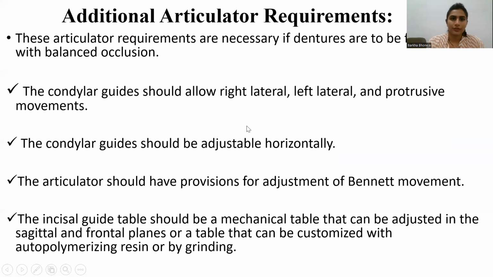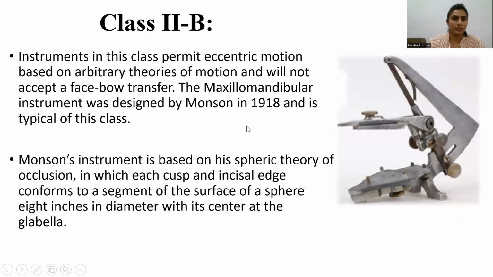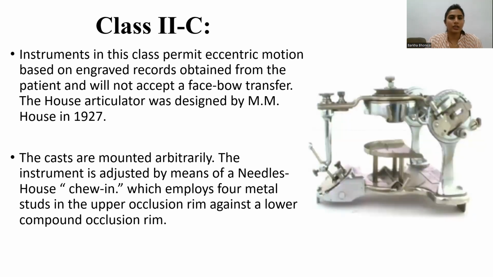As you can see, we have already covered all of these things. And we were on to a class 2B articulator. So we have already completed the Monsoon's articulator. Now we'll go to class 2C. So class 2C is the instruments. Going to a certain recap of class 2.